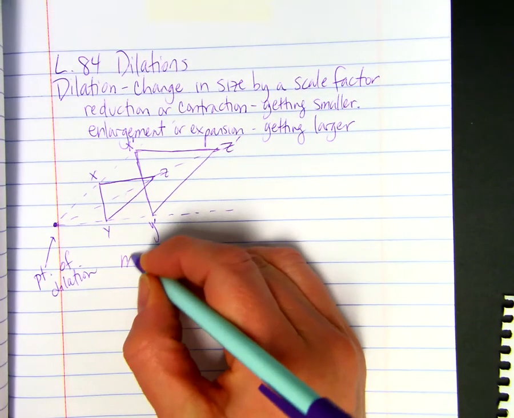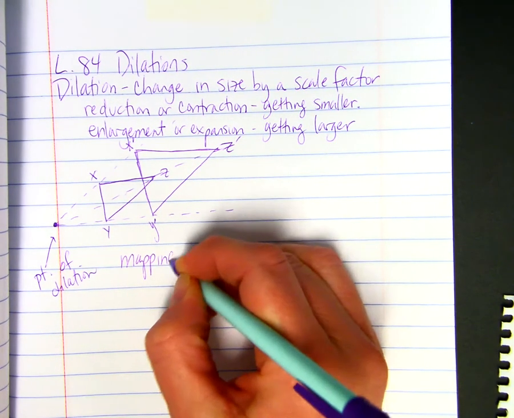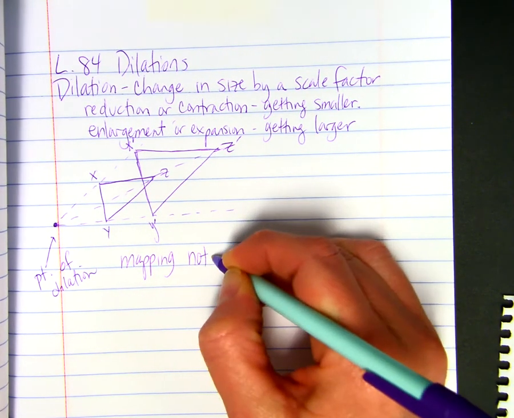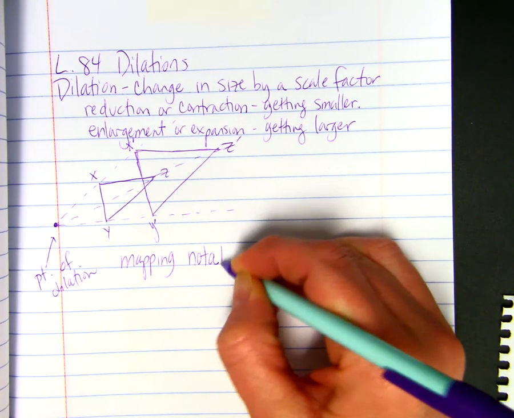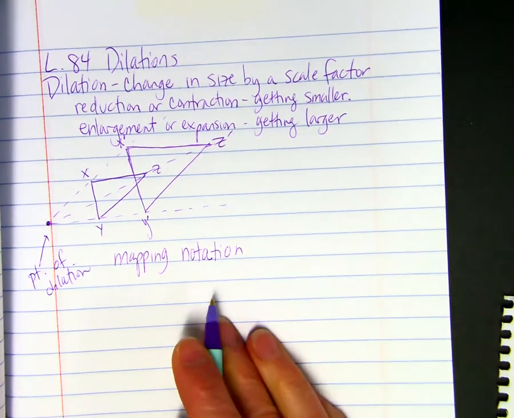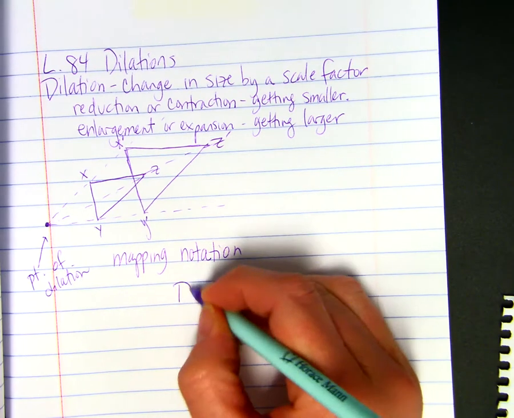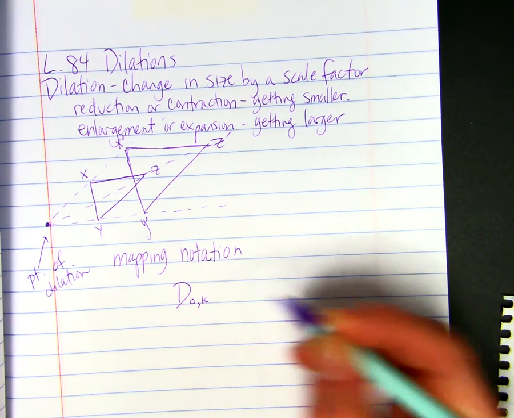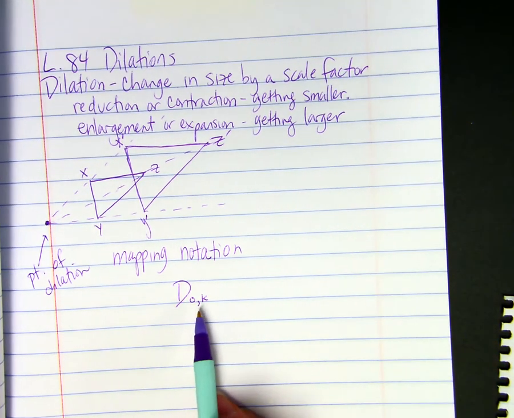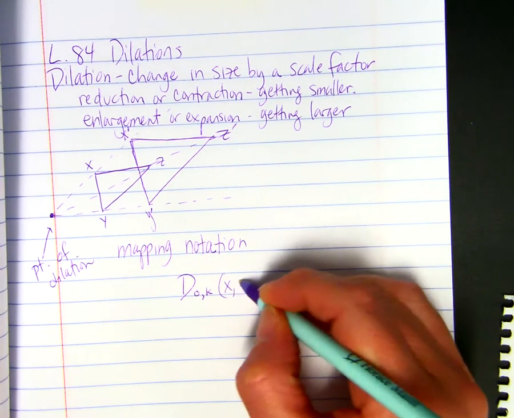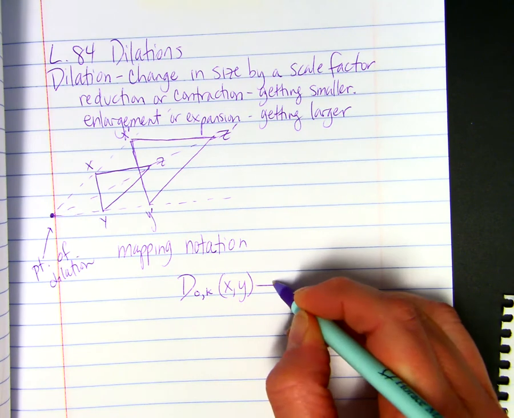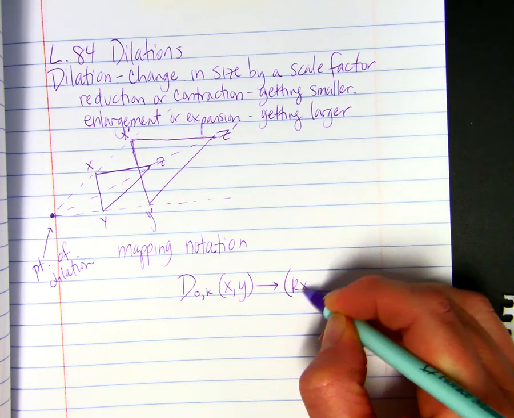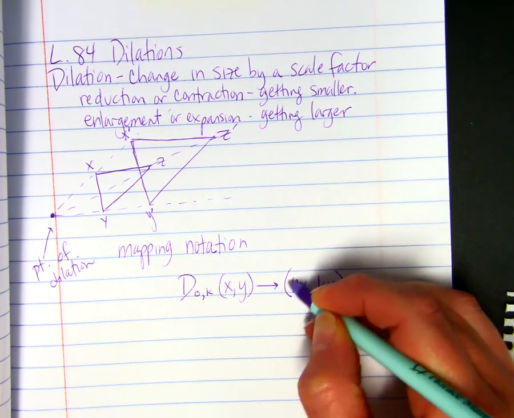Okay, so we have a mapping notation for dilation. Remember how we had one for translations? Okay, this one has D sub O, with the comma between them. I'll tell you what all this means. Your original point, X, Y, goes to KX, KY.